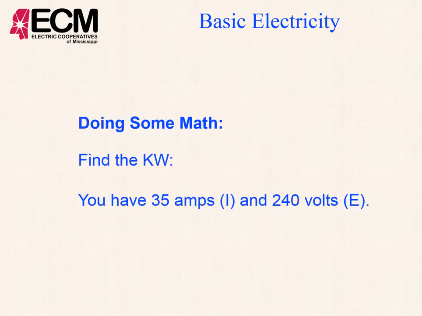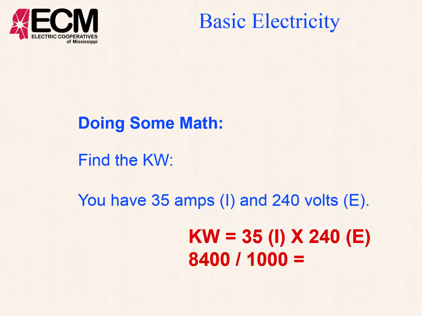So figure this: you have 35 amps of current, the intensity, amperage, and 240 volts. So find the kW. What are the kilowatts? We would do kW equals 35 times 240. We would get 8,400. Divide that by 1,000, and we would end up with 8.4 kilowatts. Okay, 8.4 kilowatts, multiply that by 1,000, that's 8,400 watts.